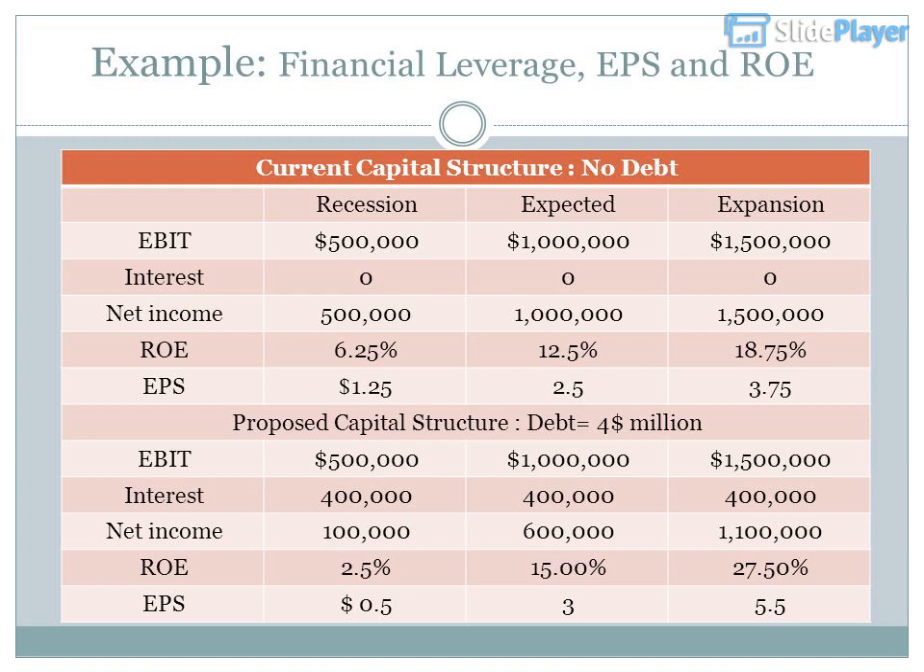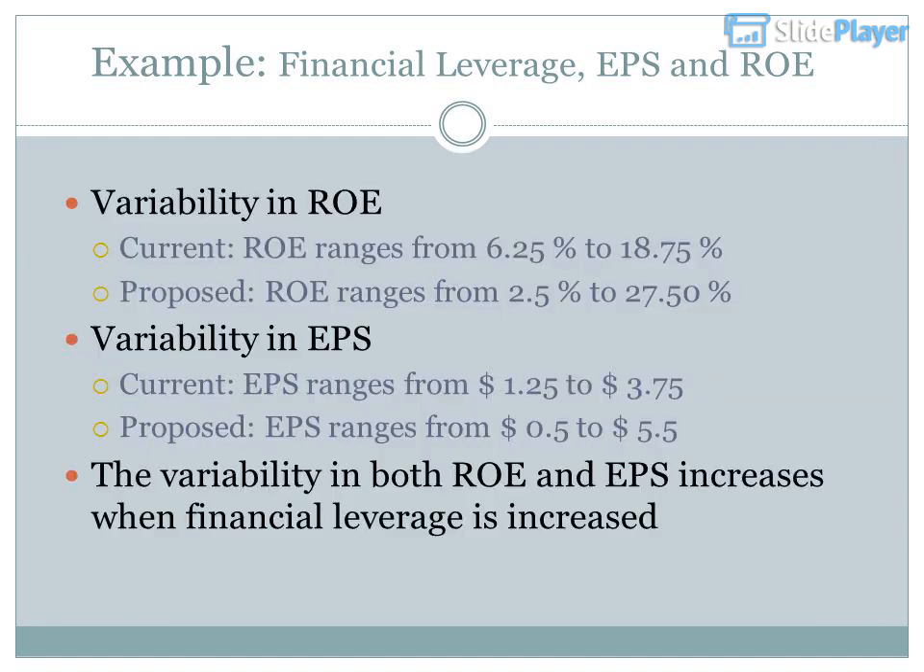Proposed capital structure, debt equals $4 million. Net income: 11 lakh, 6 lakh, 1 lakh. ROE: 27.50%, 15.00%, 2.5%. EPS: $5.5, $3, 50 cents.